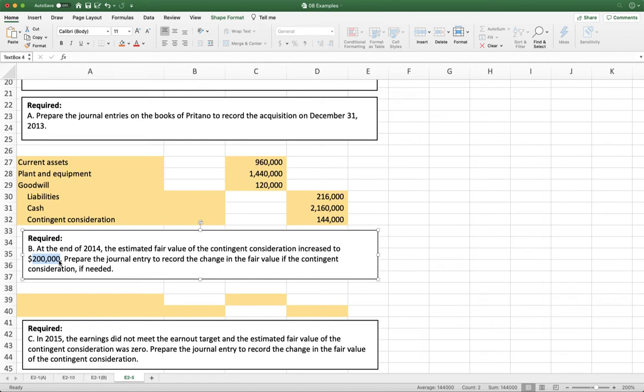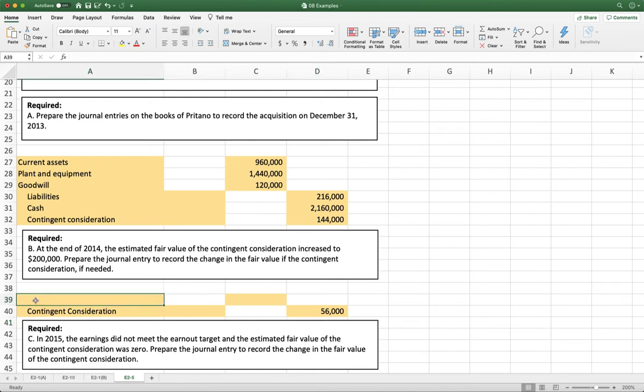So we're going to need to increase our contingent consideration. So to make our liability bigger, we're going to credit contingent consideration. And the amount of our credit is going to be the difference between what we want it to be, which is $200,000, and what it currently is, which is that $144,000. So we're going to increase our contingent consideration by $56,000.